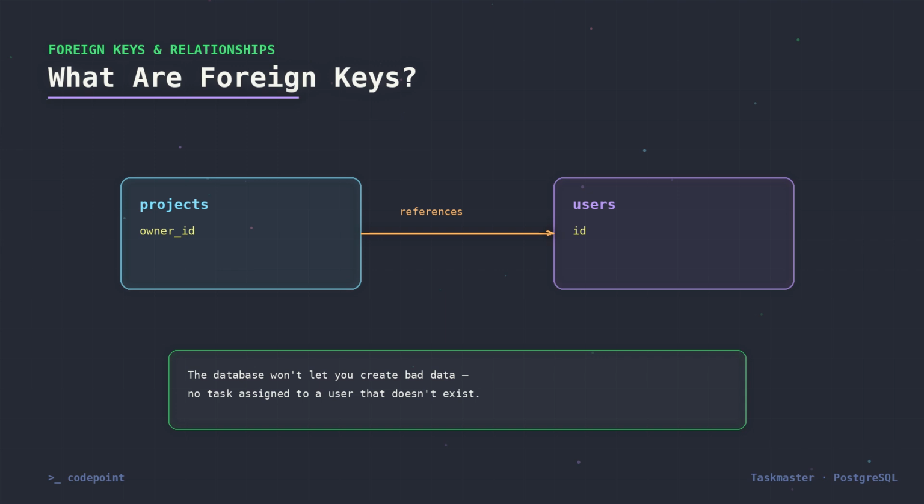That's your schema. 4 tables. Clean relationships. Referential integrity built in.